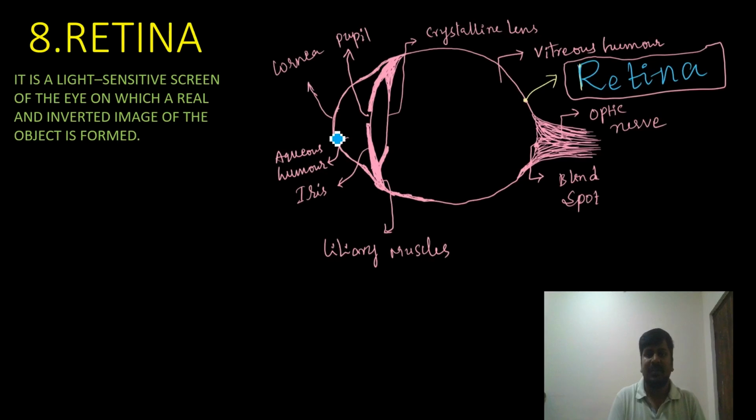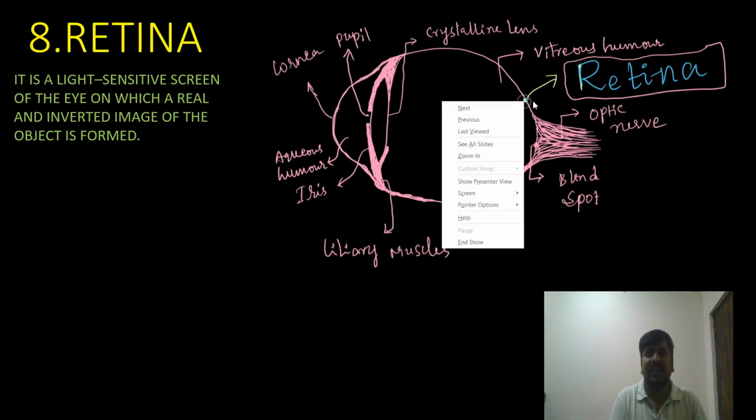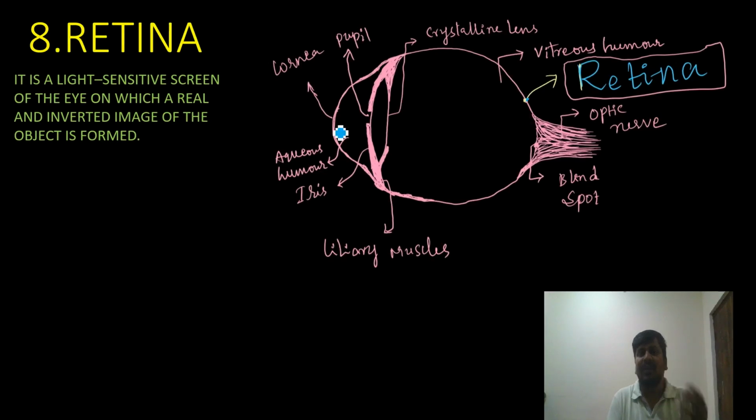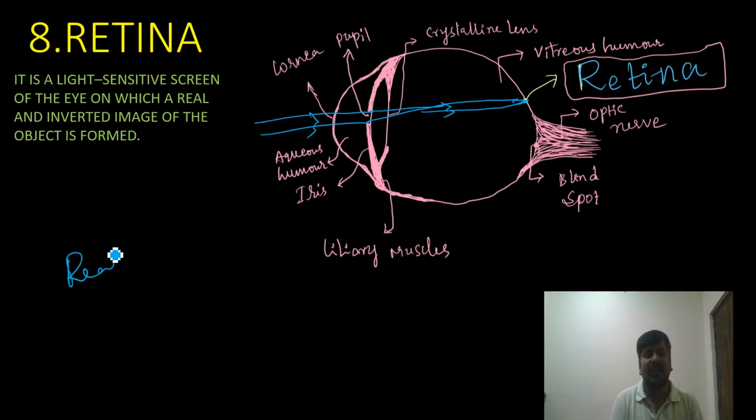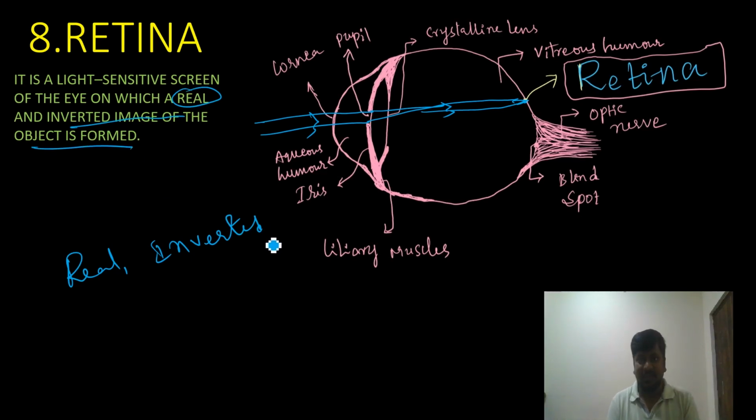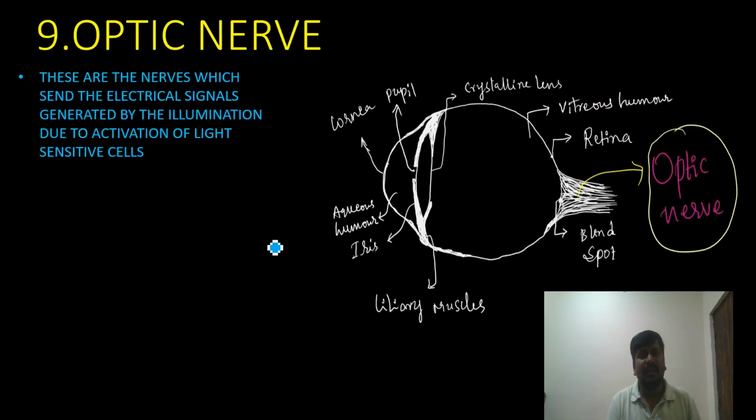Coming to retina, so retina is here, you can see. It is a light sensitive screen where the light rays are coming and passing through, and these light rays will meet at one point on the retina, and their image will be forming. What type of image is forming? A real and inverted image will be formed. Okay, so this is a light sensitive screen, right? That is about retina.